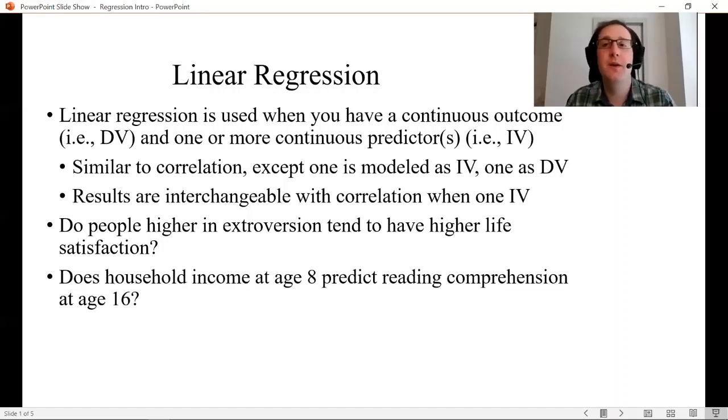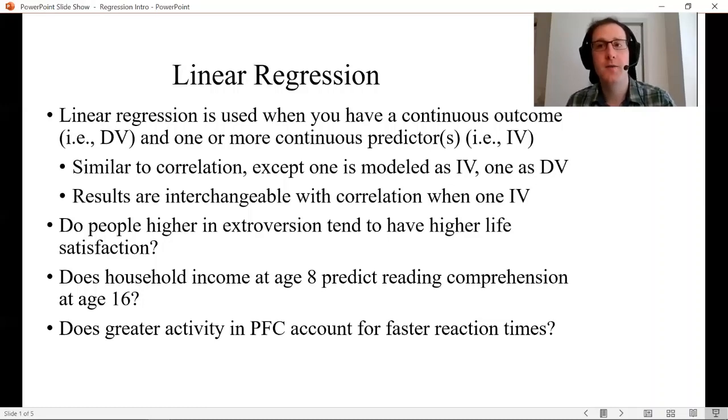You might also have hypotheses about how something that occurs at one point in time influences what happens at a later point in time. So maybe you think that household income at age 8 is going to have an influence on reading comprehension at age 16. So for example, you might hypothesize that people who are in higher income households when they're a younger child will have higher reading comprehension scores later on in their childhood, just as an example.